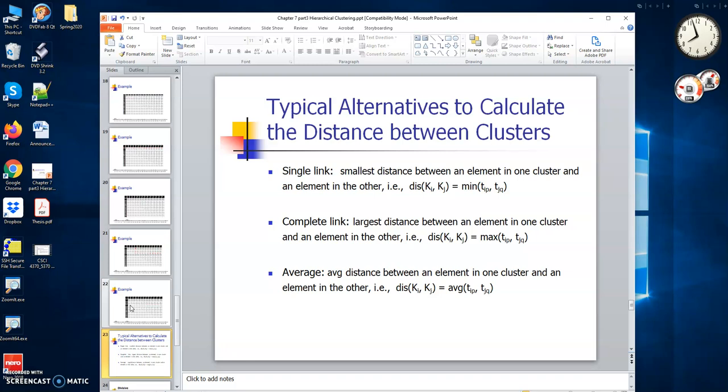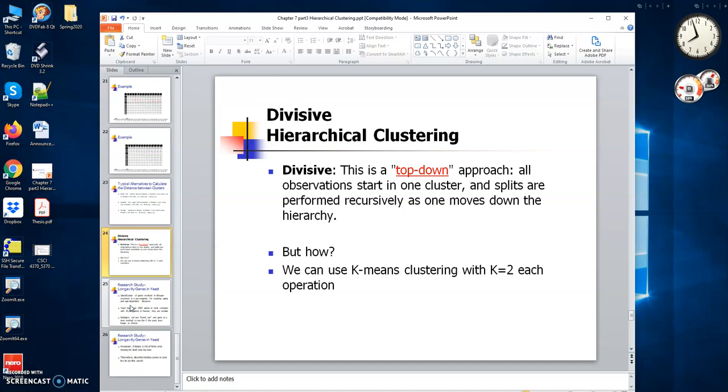Of course, we can still use the single link. We can still use the complete link to have different distance values between cluster and cluster. And while we apply that, the results may generate some minor changes. So these are the important things about the hierarchical clustering.